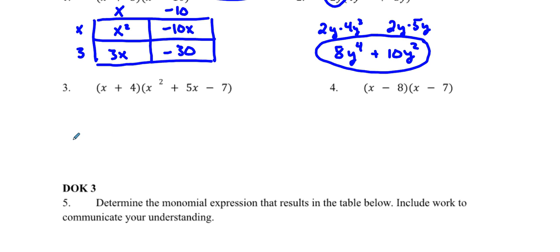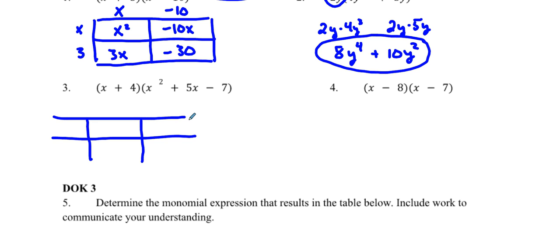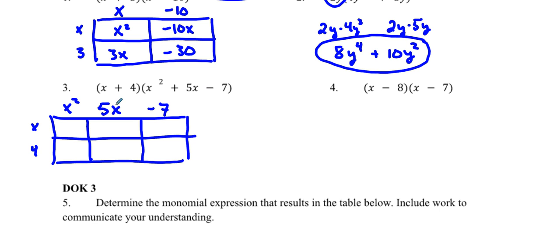Once we're involving a trinomial like we are in number 3, this is where I think the table method is really helpful, just to keep everything organized, so we don't lose track of anything and we can organize what we're doing. X plus 4, I'm going to obviously put the binomial over here. X squared, 5x, and negative 7. There's my trinomial. And just remember, every time you see a subtraction, when we put it in the table, it becomes negative.